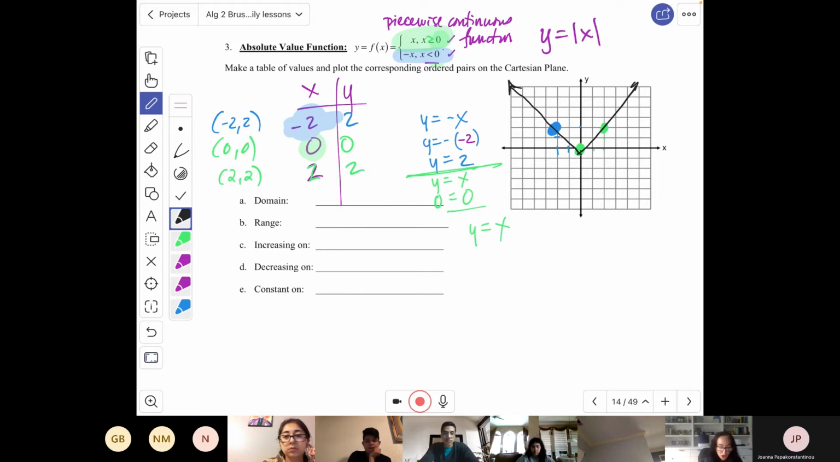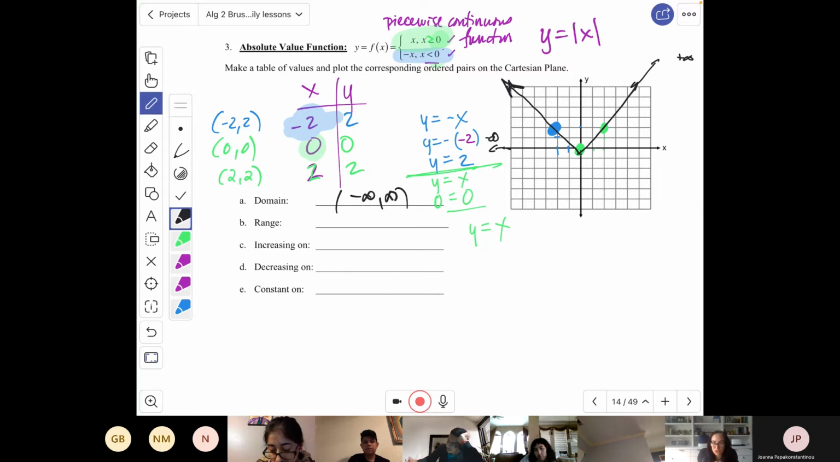Okay, now let's talk about how to represent the intervals for each of these if they exist. So the domain, we can state the domain as an interval. What is the domain of this parent absolute value function? Negative infinity to infinity. Exactly, because it goes on forever to negative infinity, and then it goes on forever to positive infinity.